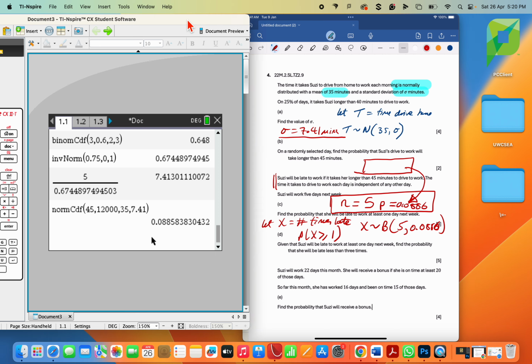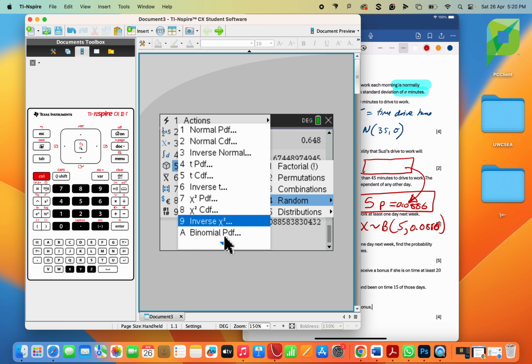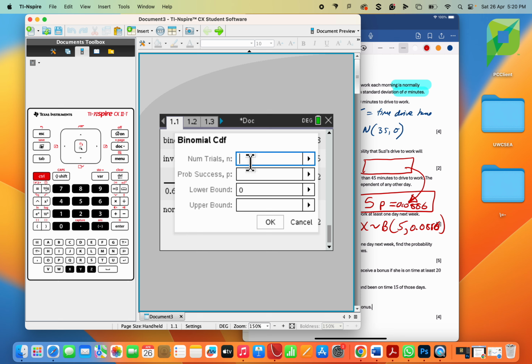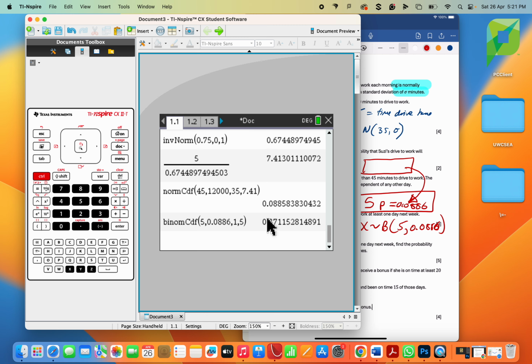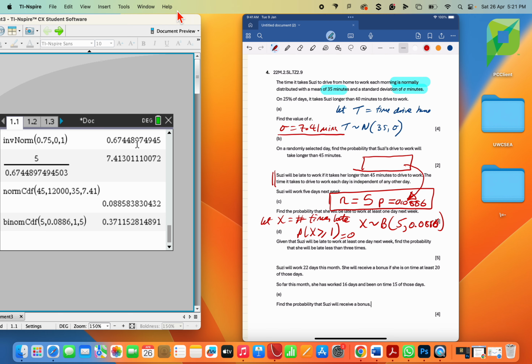Back to the calculator. Menu, probability, distributions, binomial CDF. Number of trials is 5. Success 0.0886. Lower bound is 1 and upper bound is 5. 0.371. So it's equal to 0.371. Cool. Now, there seems to be a conditional probability happening at the end here, given that Susie will be late to work at least 1 day next week.